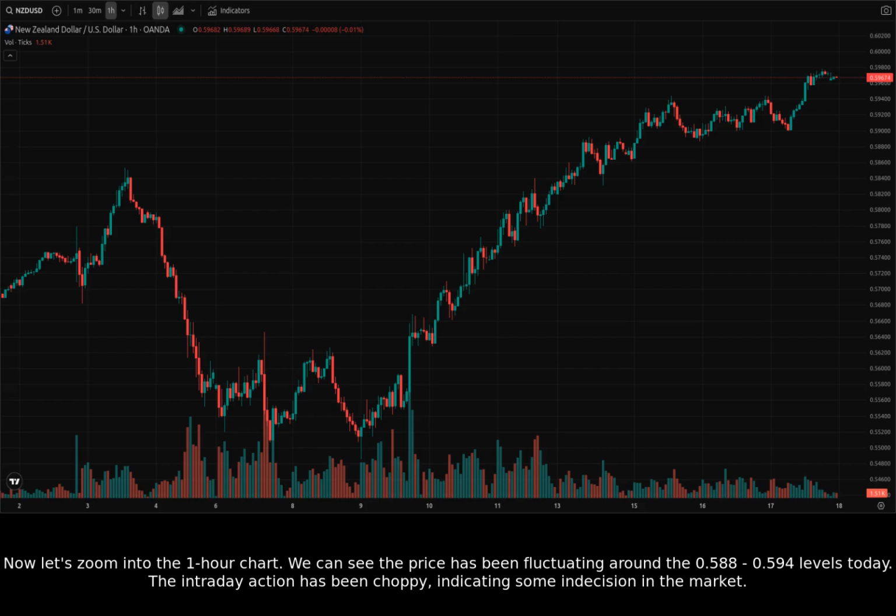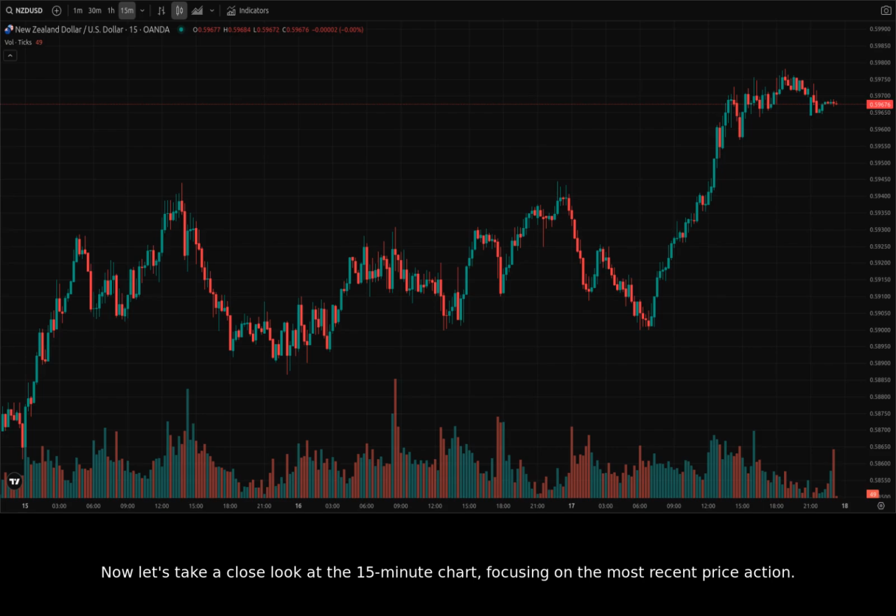Now, let's zoom into the 1-hour chart. We can see the price has been fluctuating around the 0.588 to 0.594 levels today. The intraday action has been choppy, indicating some indecision in the market. Now let's take a close look at the 15-minute chart, focusing on the most recent price action. We can see the price is attempting to consolidate after the last few days of bullish price movement.